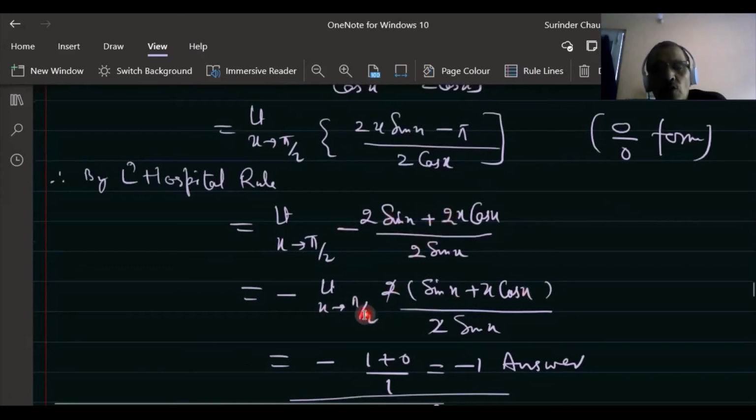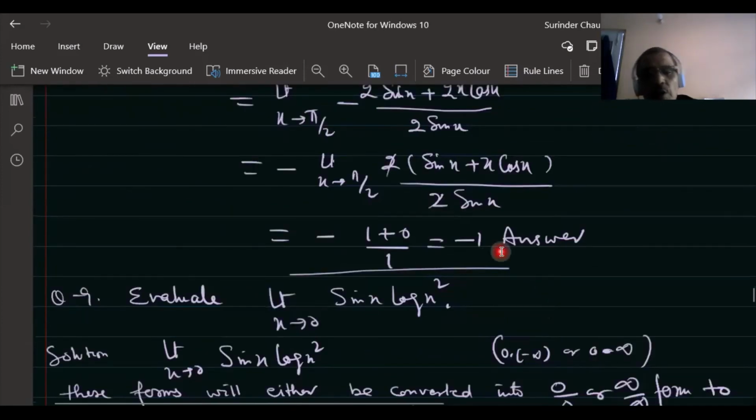After canceling out the common factor, take the limit x approaches pi by 2. Substitute the limit here. Okay. Check which form this is. Sin pi by 2 is 1, cos pi by 2 is 0. So this is equal to 1 plus 0, which is 1. This is a finite limit.